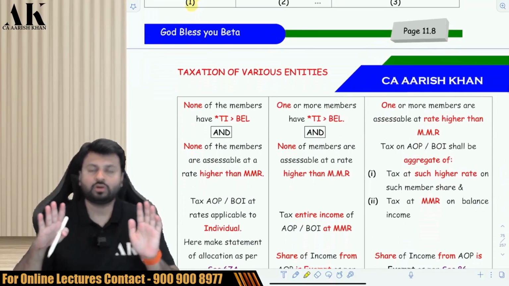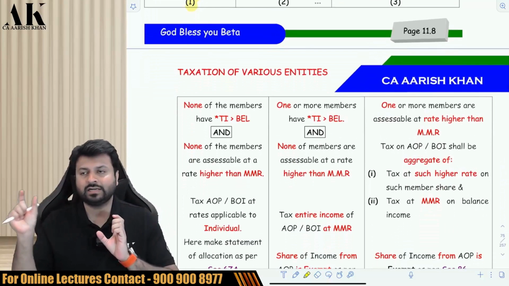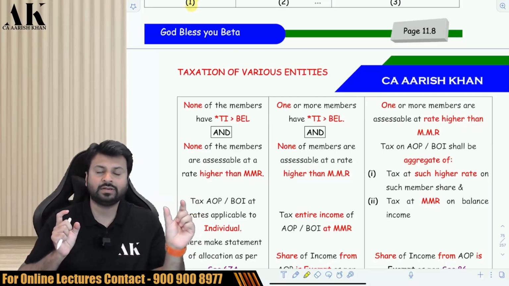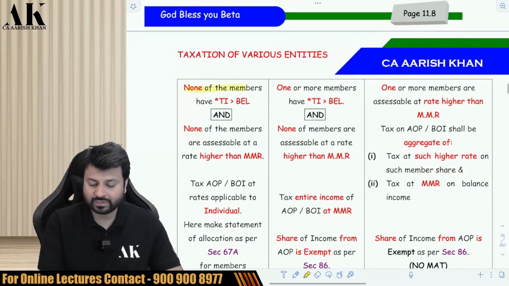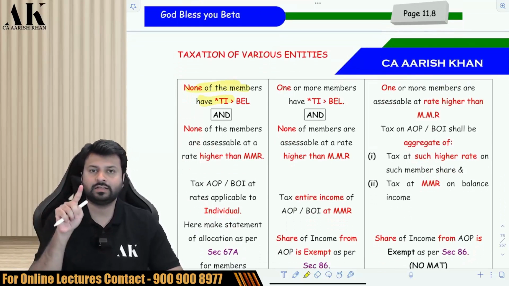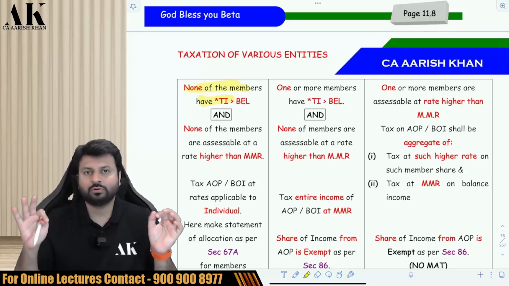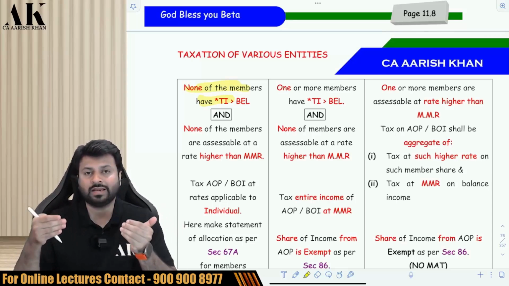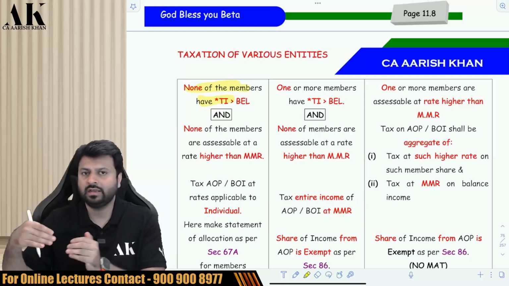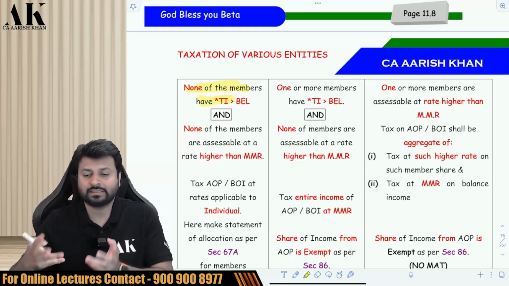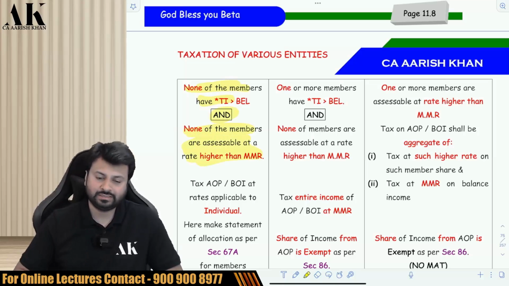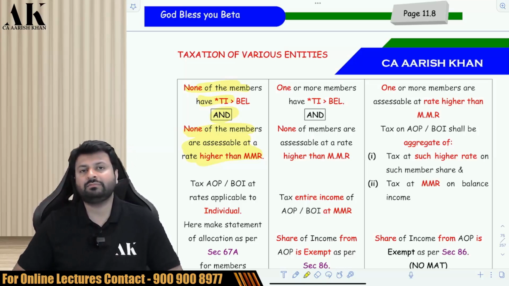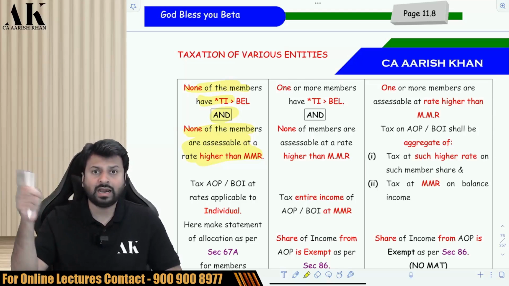We are supposed to talk about two things here: the taxability in the hands of AOP BOI, and the taxability in the hands of the members. You will come in case 1 when none of the members have total income greater than the basic exemption limit. Suppose there are 3 members; all members' total income has to be less than the basic exemption limit, which is 2.5 lakhs, 3 lakhs or 5 lakhs as the case may be, and none of the members is a foreign company. They have not written foreign company, but indirectly it means foreign company only. They have written that none of the members is assessable at a rate higher than MMR.